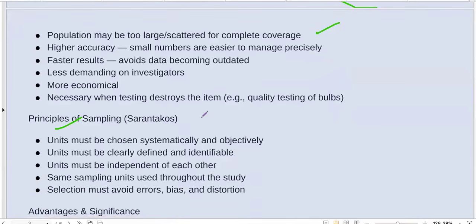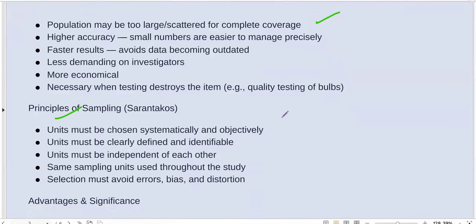Then the principles of sampling were also given by Serentakis. So Serentakis had said that units must be chosen systematically and objectively. Systematic method, there should be a method, and you have to be objective. Otherwise, the entire experiment will fall. Units must be clearly defined and identifiable. It should be clearly defined. It should be clearly identifiable.